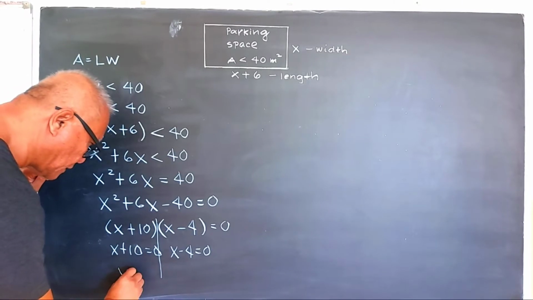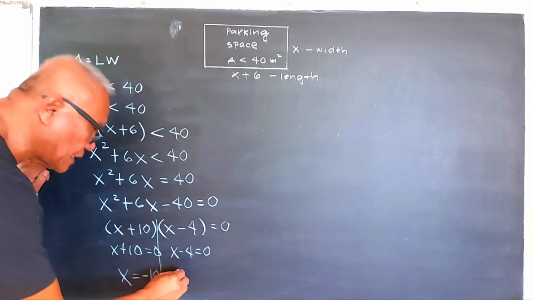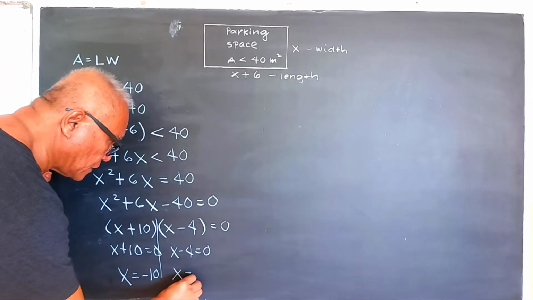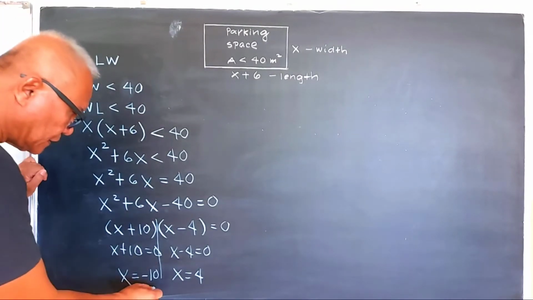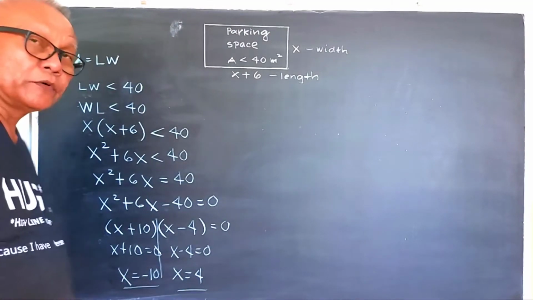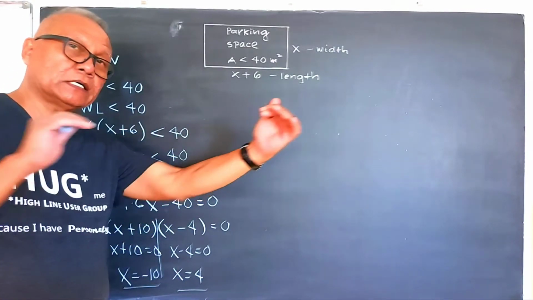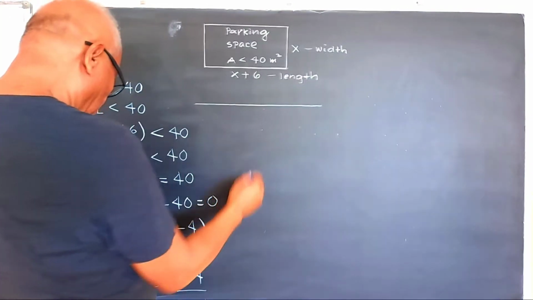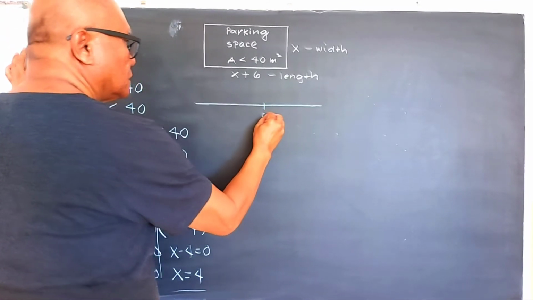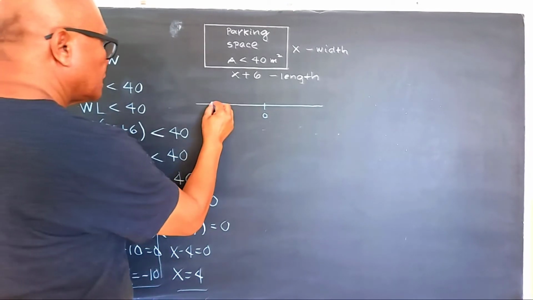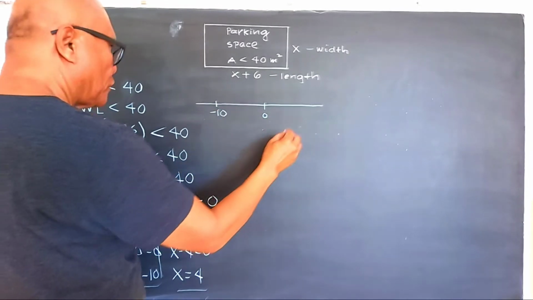Here we have x is equal to negative 10, and on the other side x is equal to positive 4. Okay. After finding this, we draw our number line. We will put these two values in our number line. So for the number line, that was negative 10 and 4. So we have here 0, and we just place here the negative 10 and the positive 4 here.